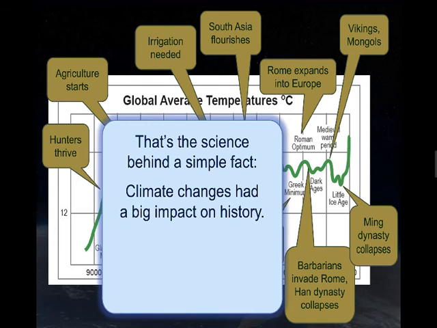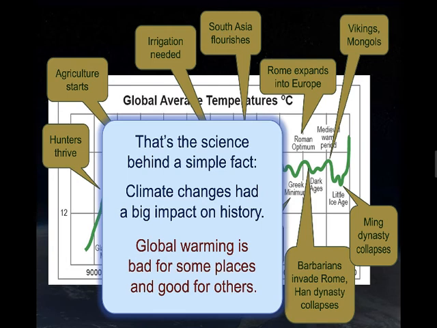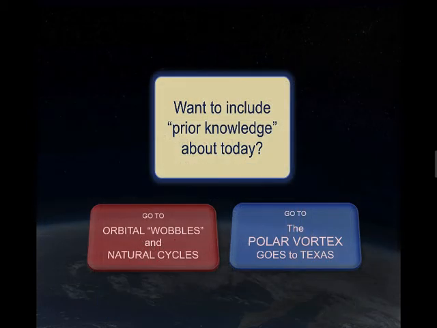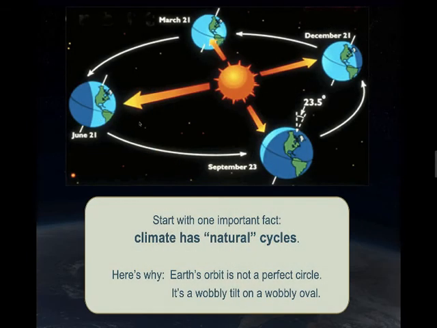That's the science behind a very simple fact. Climate change had a huge impact on history. Global warming is bad for some places and good for others, and we've got the science to help us predict where and when. Now, if we were in a live workshop, we might ask whether people wanted to have a little bit more prior knowledge. We'll just put these PowerPoints up on the website and give you a real quick summary.